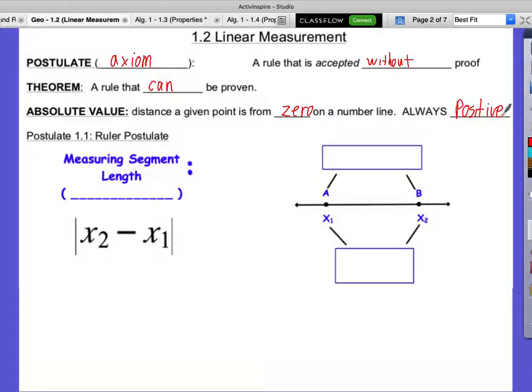5 from 0, so that's why it's positive, okay? So -5 is 5 from 0, so that's why the absolute value of it is positive 5.